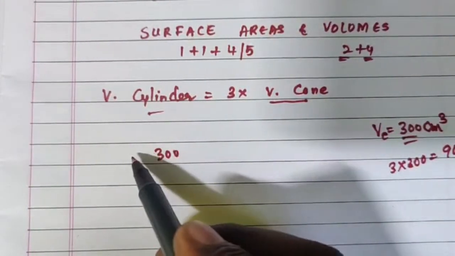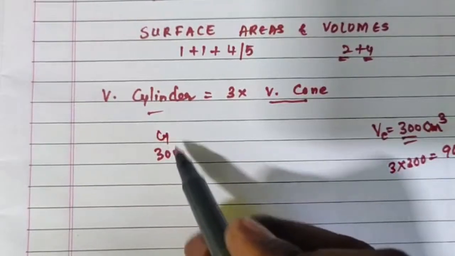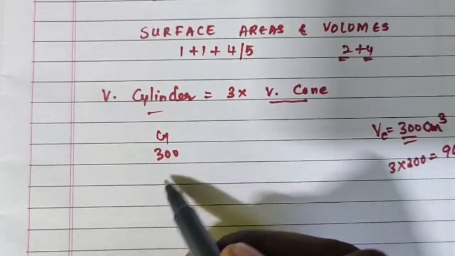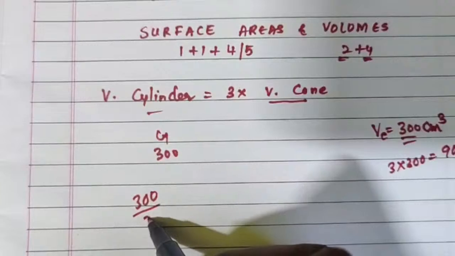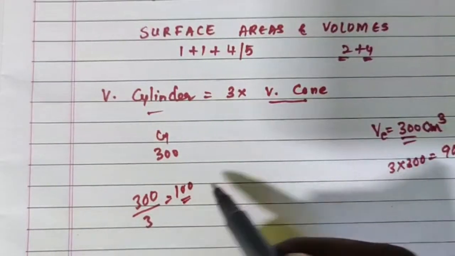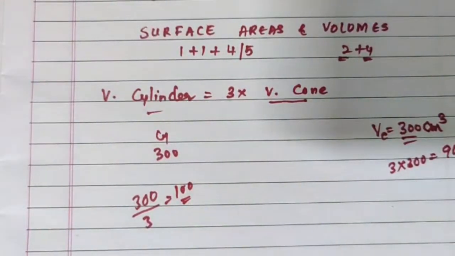If 300 is the volume of a cylinder, what is the volume of the cone? Just 300 divided by 3 will give 100. So, based on the combination of solids and volumes, try to learn the textbook questions. Very conceptual questions are there. If you learn those questions from the textbook, definitely you'll be able to solve them in the examination.